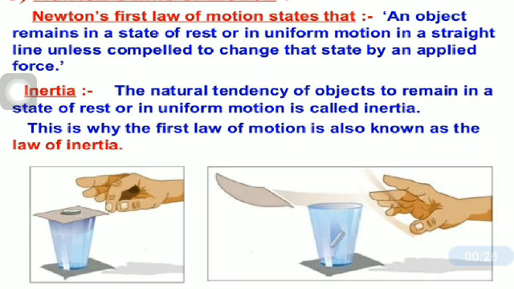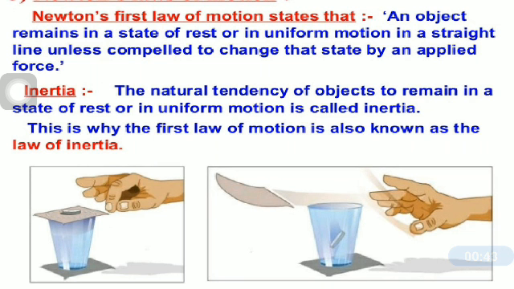So what is inertia? The natural tendency of objects to remain in a state of rest or in uniform motion is called inertia. This is why the first law of motion is also known as the law of inertia.